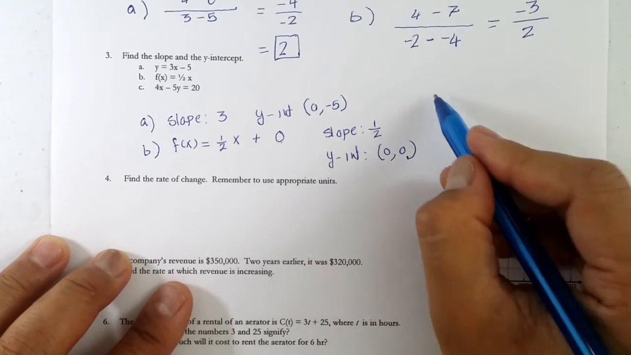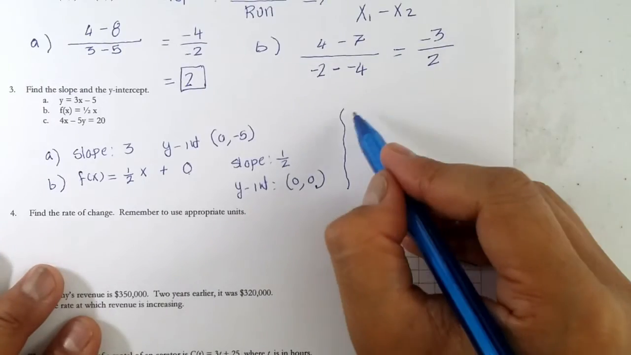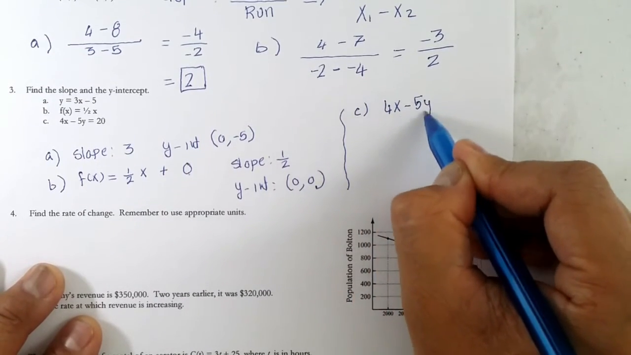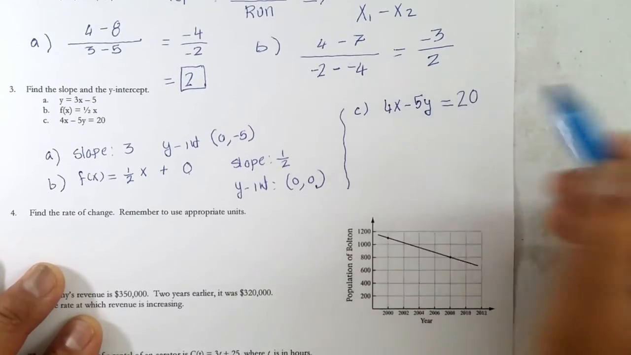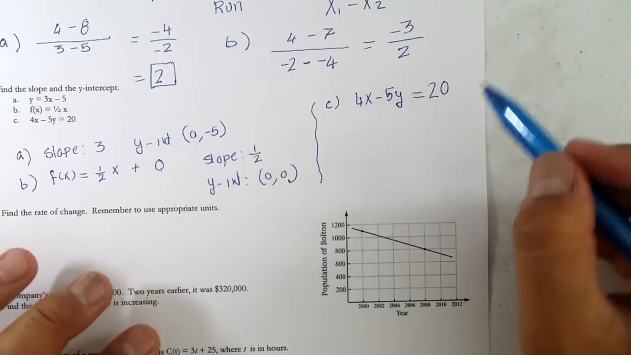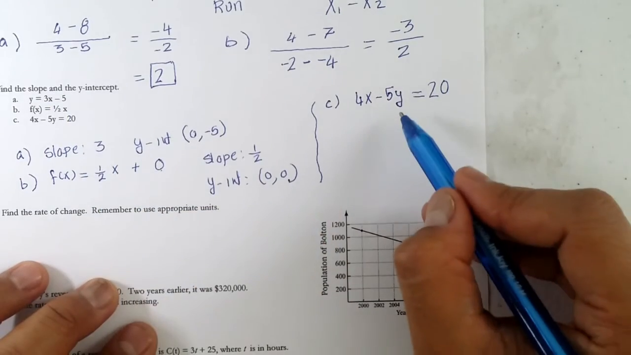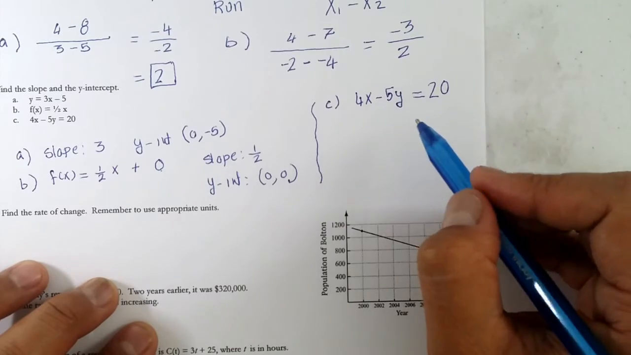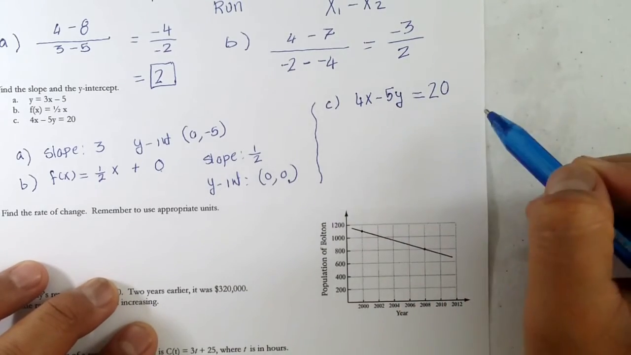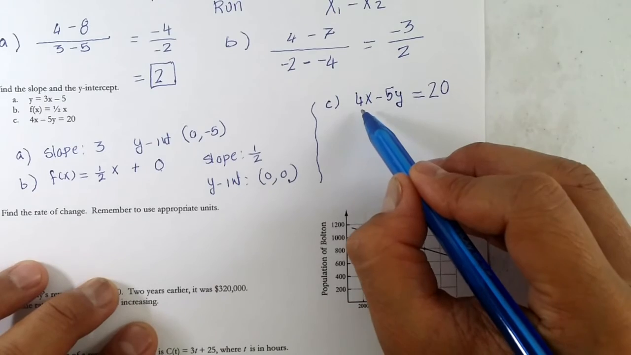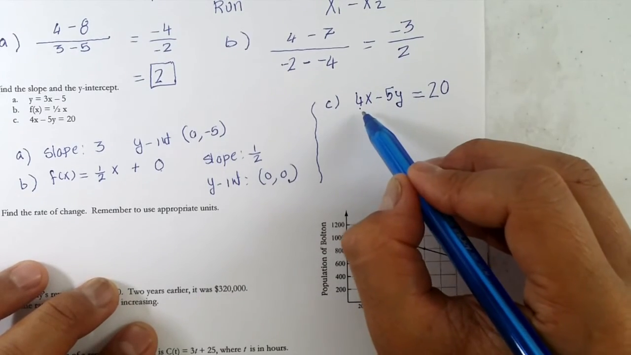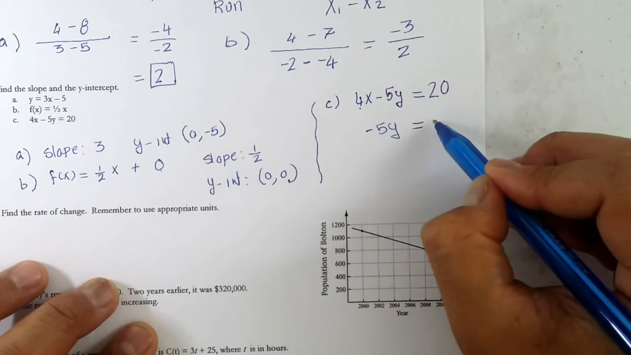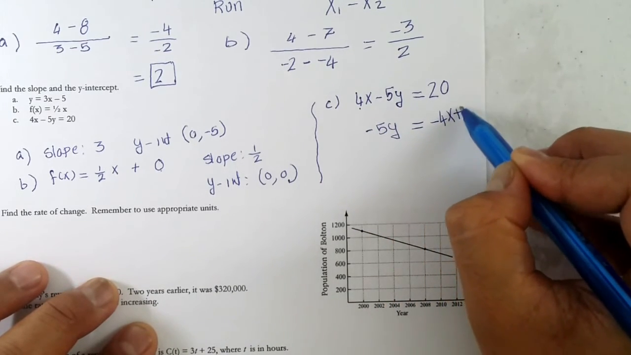The last part, which is part C, the equation is not written in slope-intercept form, and therefore to make it easy for us to find the two items, we need to solve for y so that this equation can be in slope-intercept form. To solve for y means to isolate y, so we need to begin by moving 4x to the right. To do that, we subtract 4x from both sides. So when I subtract 4x from both sides, here's what I'm going to end up with.